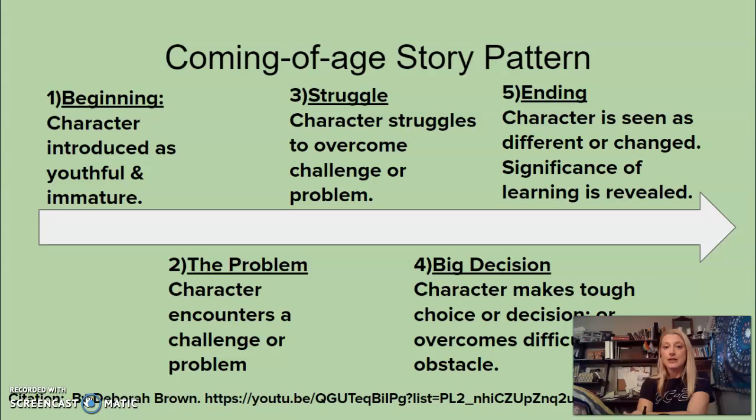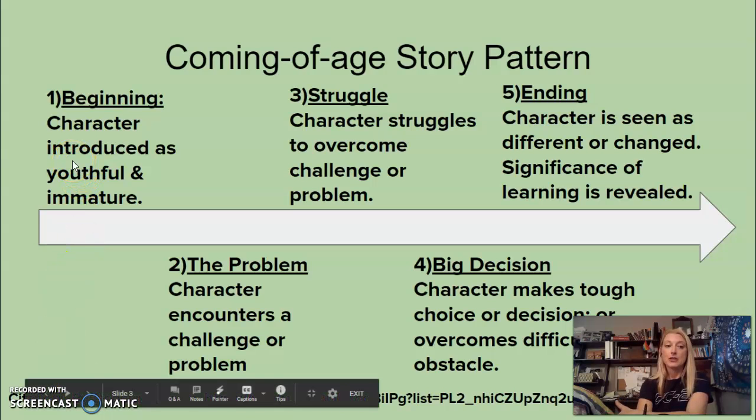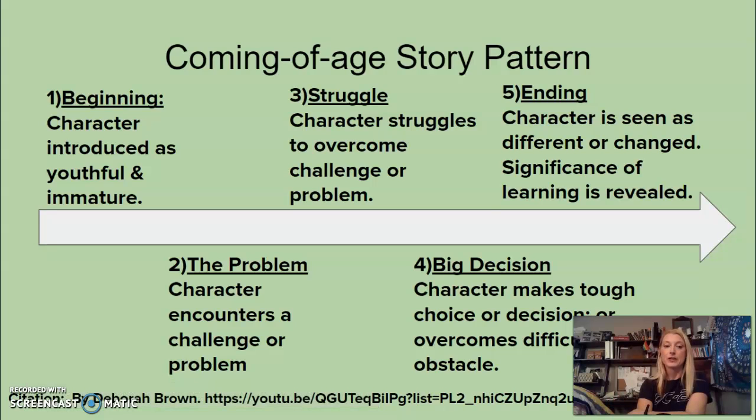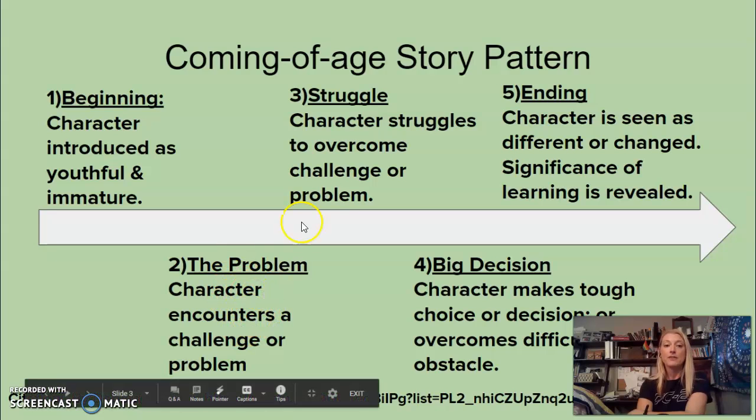Part of that structure is from our notes last week. We went over coming of age, the story pattern, from the beginning, our character being introduced in the exposition of our story. We'll talk about that more next week. Then they face a problem: they encounter a challenge or a conflict, and they struggle to overcome that problem.